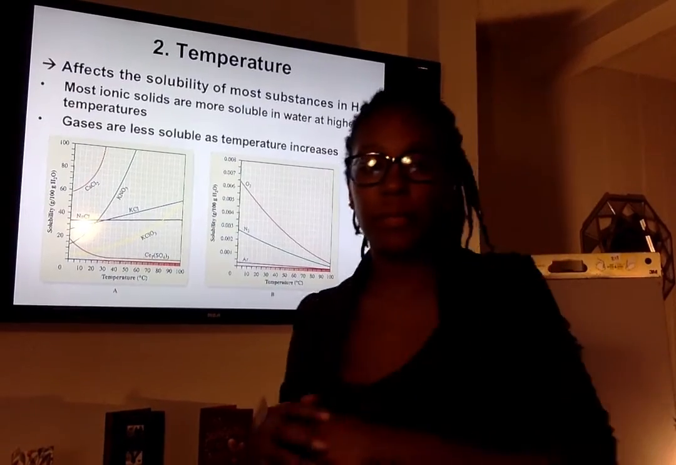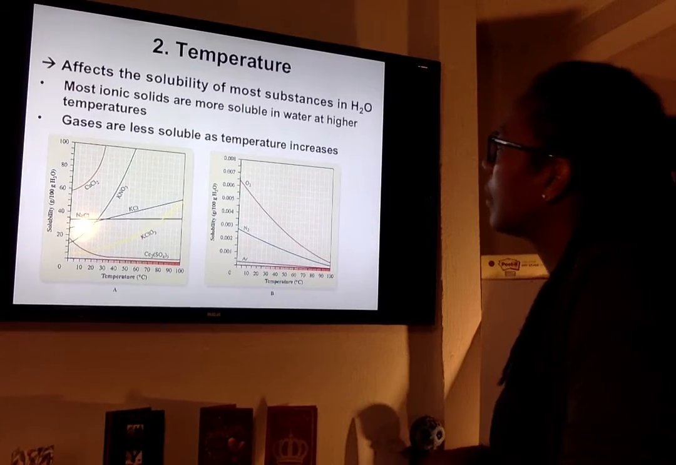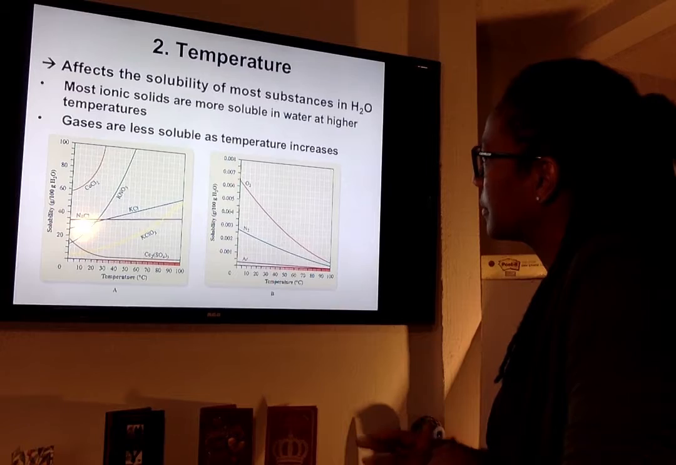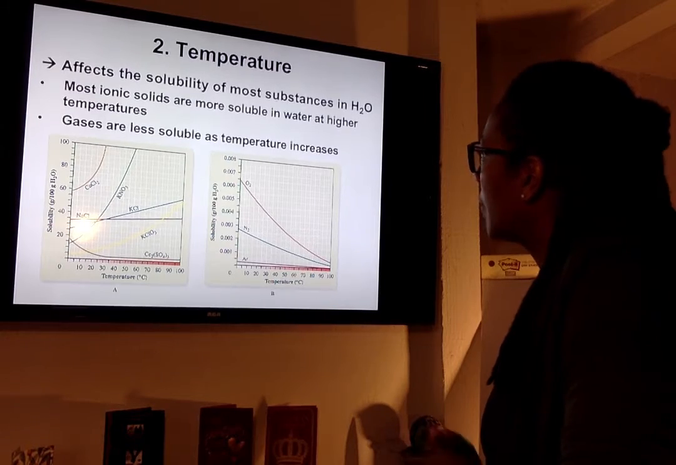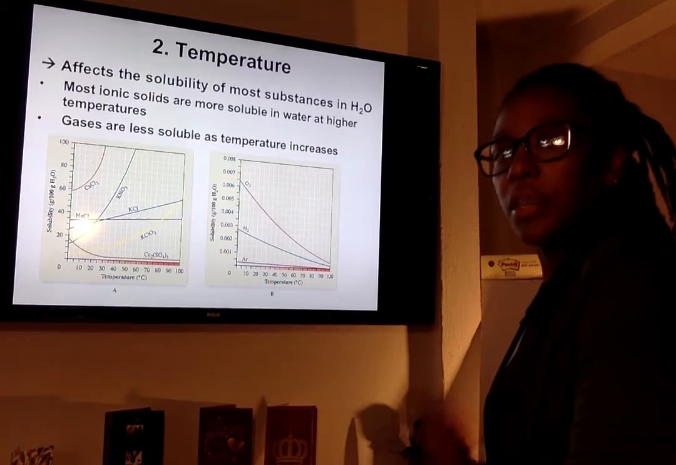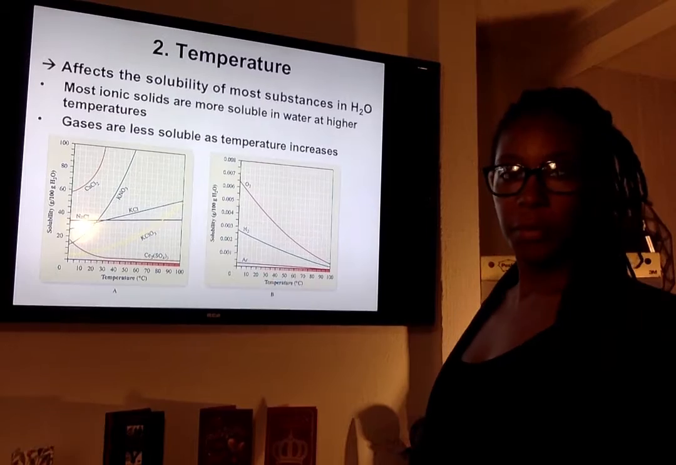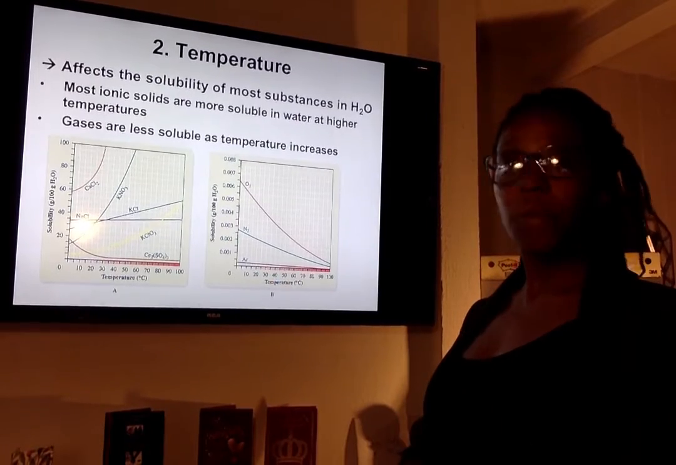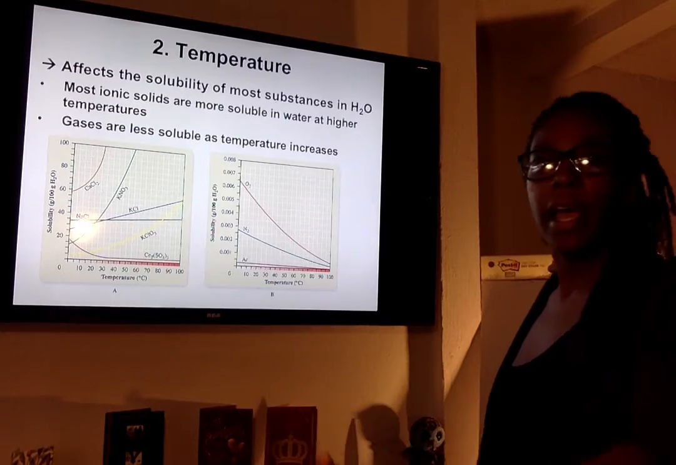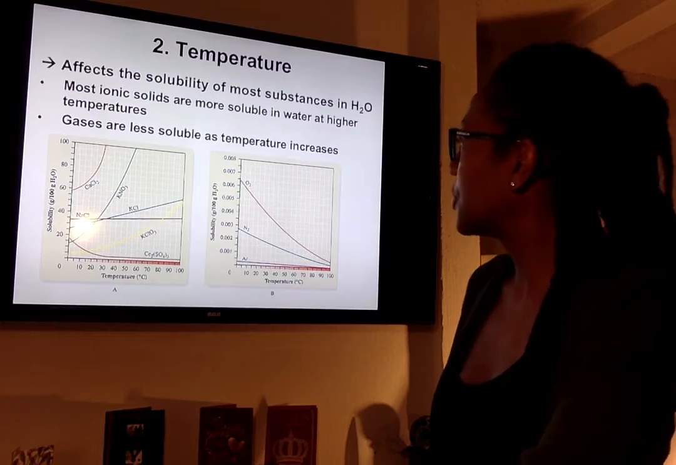Okay, temperature affects the solubility of substances in water. Most ionic solids are more soluble in water at higher temperatures. Which makes sense, right? The more heat and energy you have to break up these tight bonds, the more soluble they would be, because they're able to dissociate into their individual ions and then create the ion-dipole force. Gases are less soluble as temperatures increase.